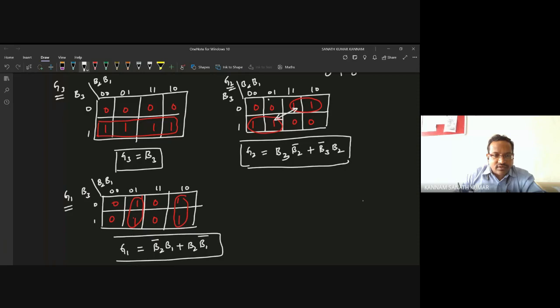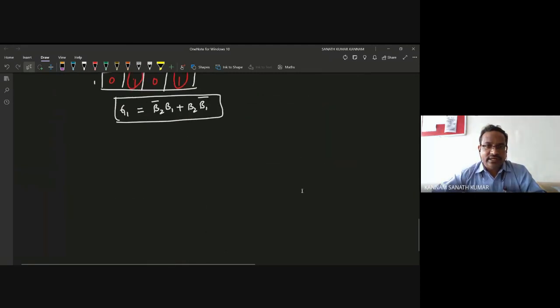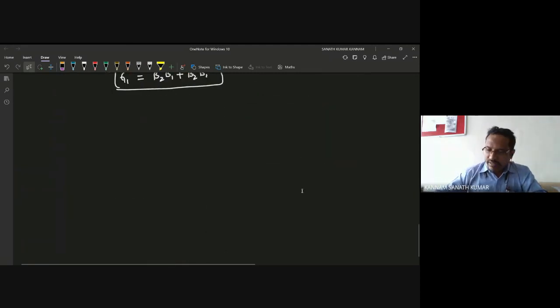So this is for what? G1. Okay. So after getting the expression, what you need to do? You need to draw the logic diagram. Okay, that is PLA. So PLA, that is for both programmable AND array and programmable OR array.